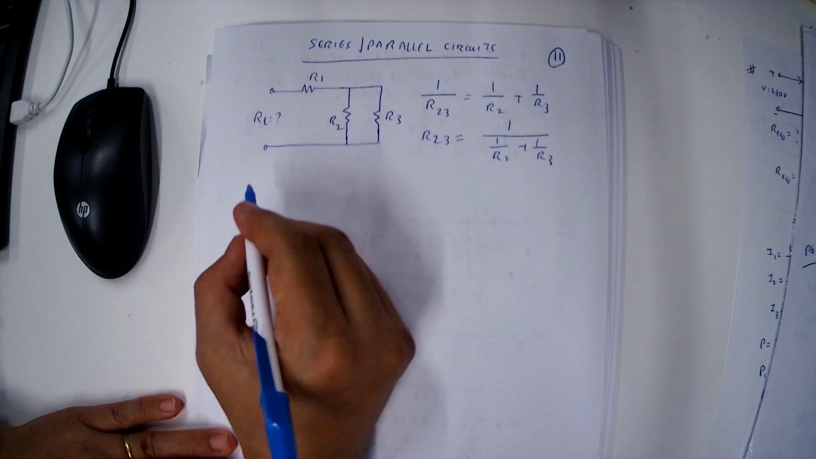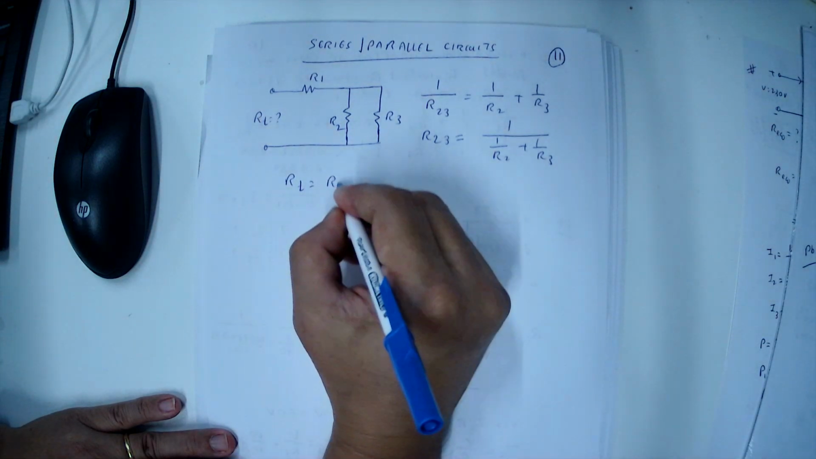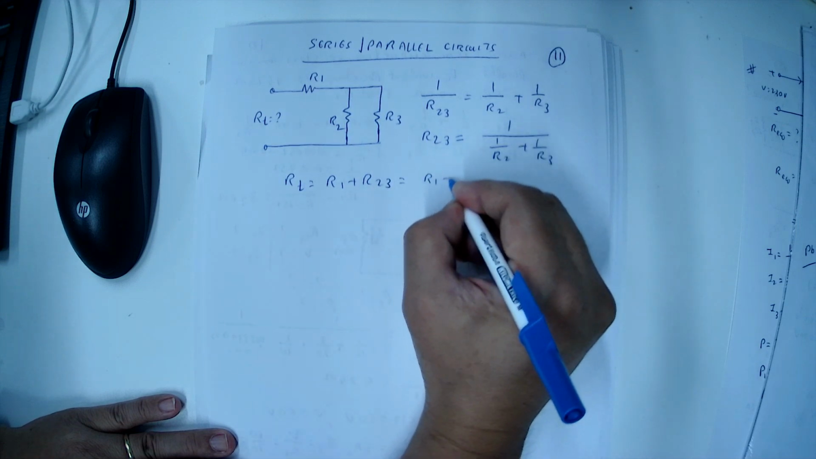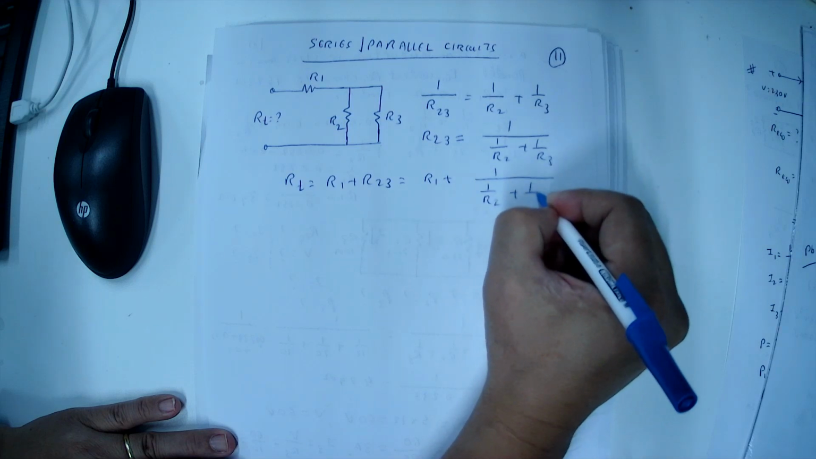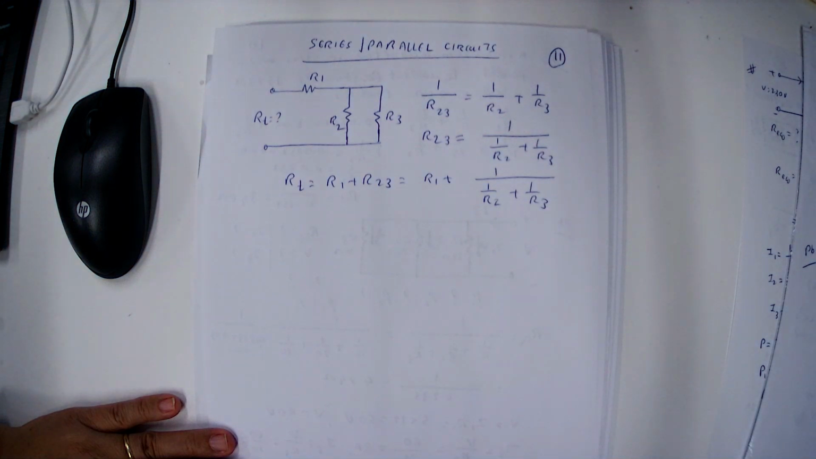Then we calculate the total resistance RT. R total equals R1 plus R23. Therefore, it is the R1 value plus R23, which is 1 divided by (1 by R2 plus 1 by R3). Then you substitute the R2, R3 values, and we calculate the total resistance RT. So this is the first situation.